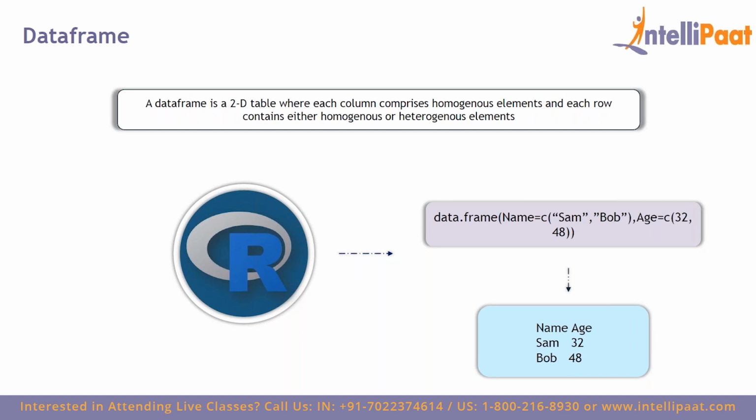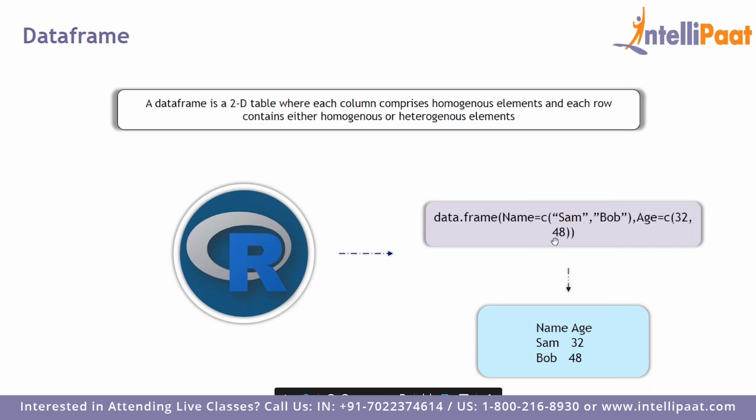So a data frame is a 2D table. Again, it's only two-dimensional, remember. So how about matrix? What was the dimension for matrix? 1D, 2D, 3D? That's 2D, right? Rows and columns. Similarly, a data frame is also a 2D table where each column comprises homogeneous elements and each row contains either homogeneous or heterogeneous elements. Meaning, it is just a spreadsheet data like what you see in real life, right?